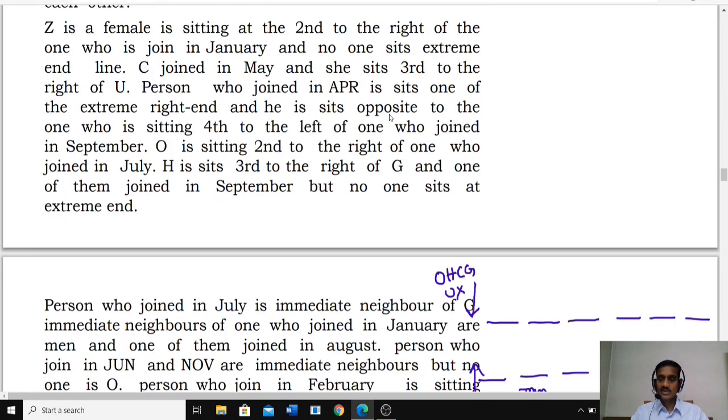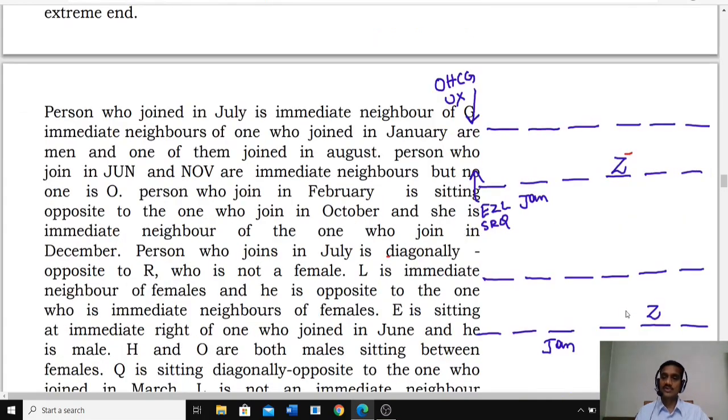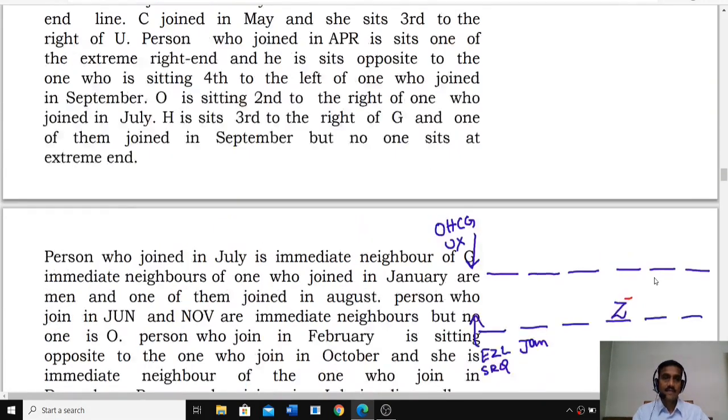The next one. Jed is a female. Now, what is the gender of this one? Jed, a female, is seated second to the right of the one who joined in the month of January, and none of these 2 persons were at the ends.